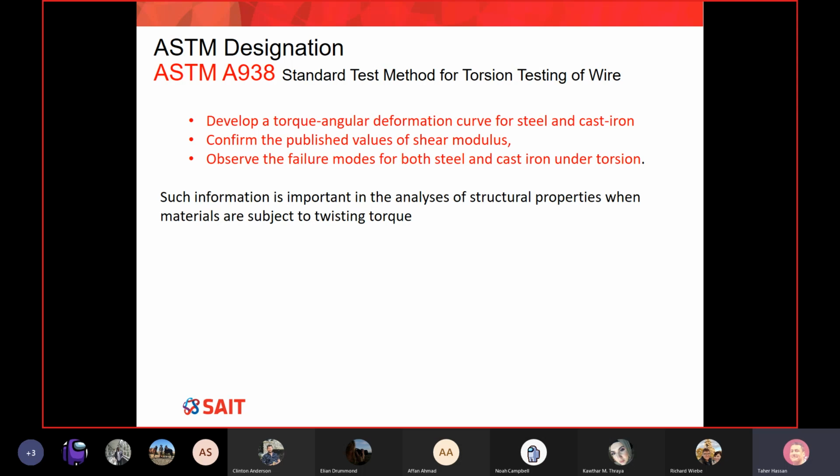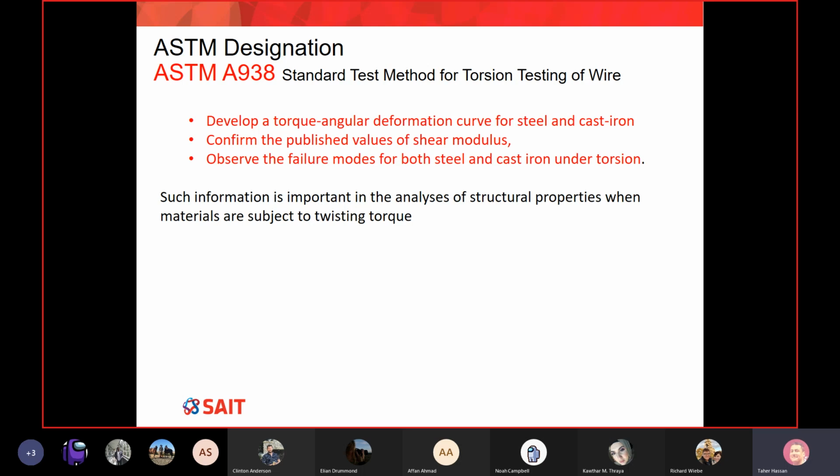In this test, we will develop a torque angular deformation curve for steel and cast iron. You remember in the last two labs, we were able to establish a relationship between stress and strain in tension and compression. We will try to do the same thing. We will see, if I apply this much torque, what happens to my specimen. There will be some deformation as you have seen on the first page. So we'll try to establish this relationship.